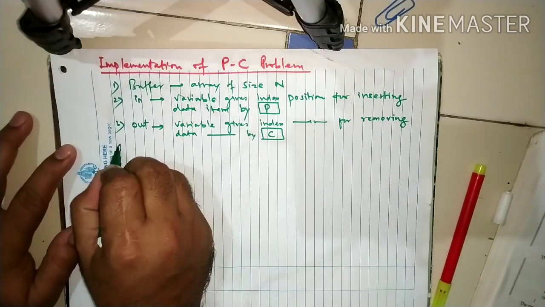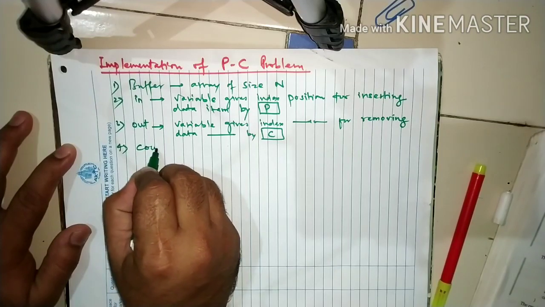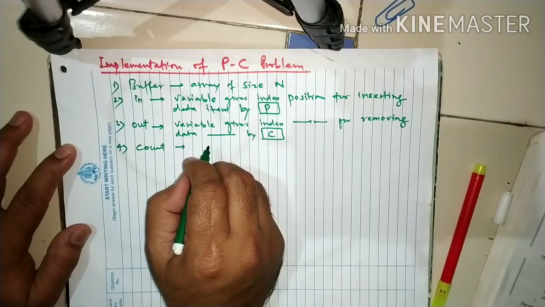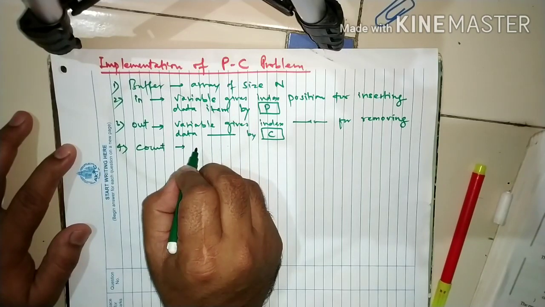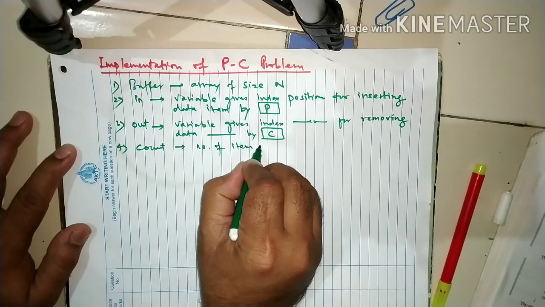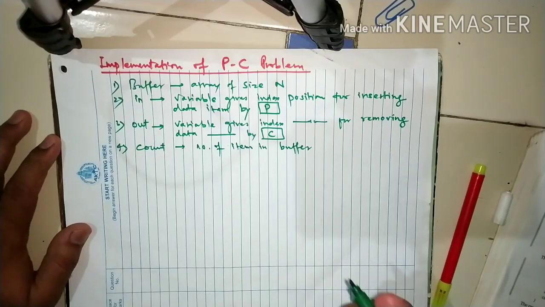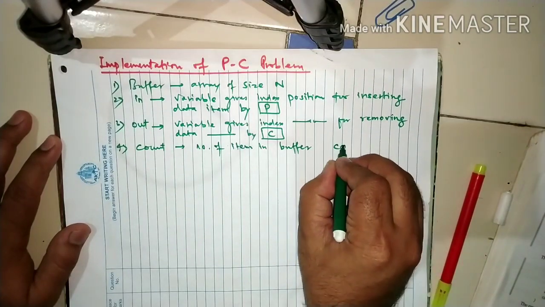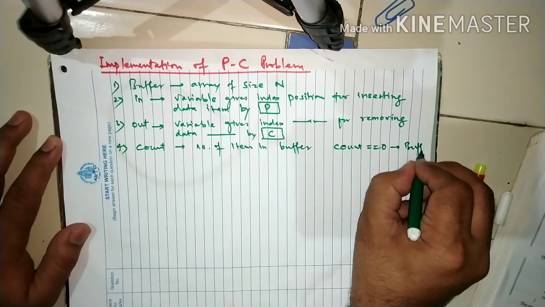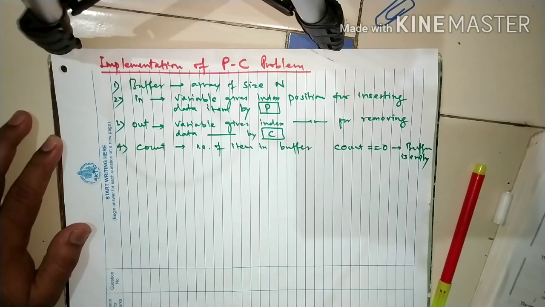Now the fourth variable is count. Count is the variable which shows the number of data items in the buffer. So if the count is equal to 0, then the buffer is empty.